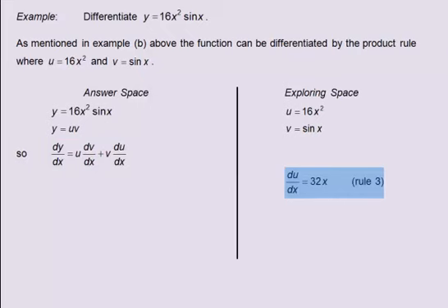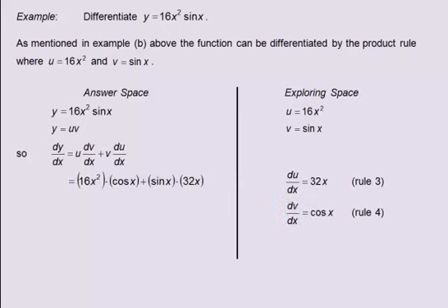Differentiating u with respect to x using rule 3 gives du by dx equals 32x. Differentiating v with respect to x using rule 4, dv by dx equals cos x. Putting these results into the product rule, u equals 16x squared multiplied by dv by dx, which equals cos x, plus v, which equals sin x, multiplied by du by dx, which equals 32x.